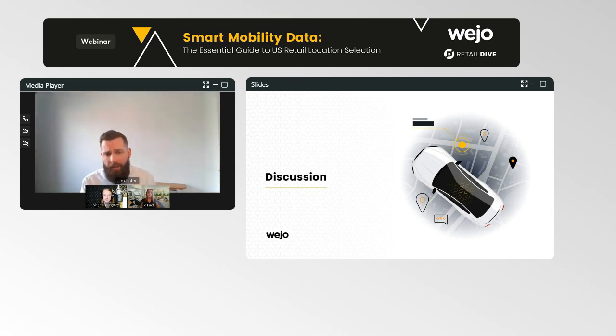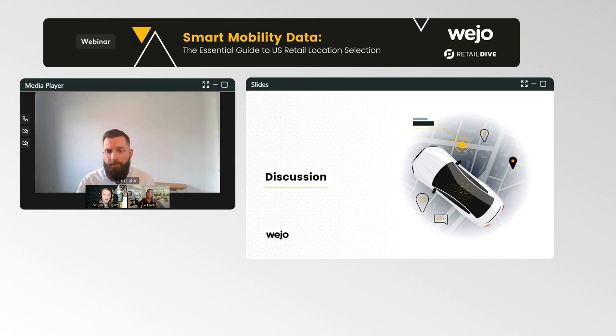The key one really is demographic information. So what can I infer about my customers based on certain characteristics around what kind of vehicle it is? Also, how long people stay at a store and where do they go afterwards? So that kind of gap analysis information, essentially.